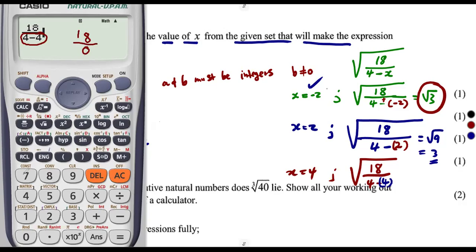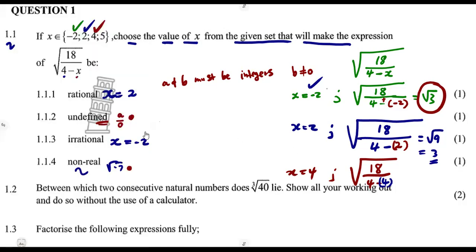Remember I said when it is over 0 like that, once you have 18 over 0, a number over 0, that's undefined. This one cannot be simplified. It's undefined. So when x is 4, this part is undefined.